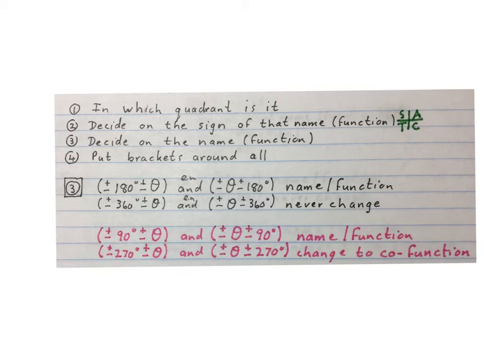Then we might run into brackets looking like this, with a theta and a 90 combined, or a theta and a 270 combined. Then the name of the function will change to the cofunction. That is the purpose of this video.